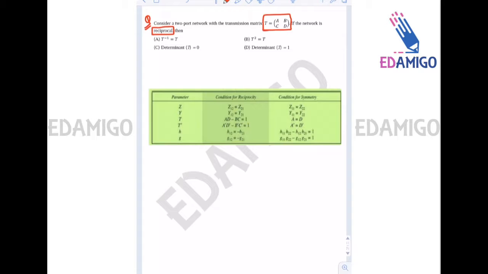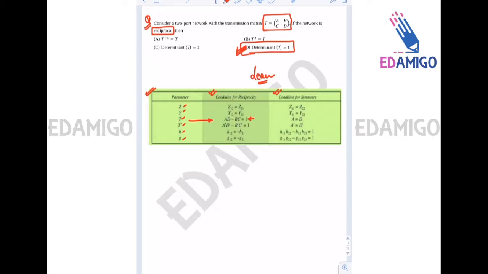Now for that I have attached the conditions here for all the parameters: z, y, t, t dash, h and g parameters. They are the conditions of reciprocity. These are the conditions of symmetry. So you have to learn them. And here we can see that for the T matrix, the reciprocal condition is AD minus BC equals 1. That is, the determinant should be equal to 1. That is the condition.